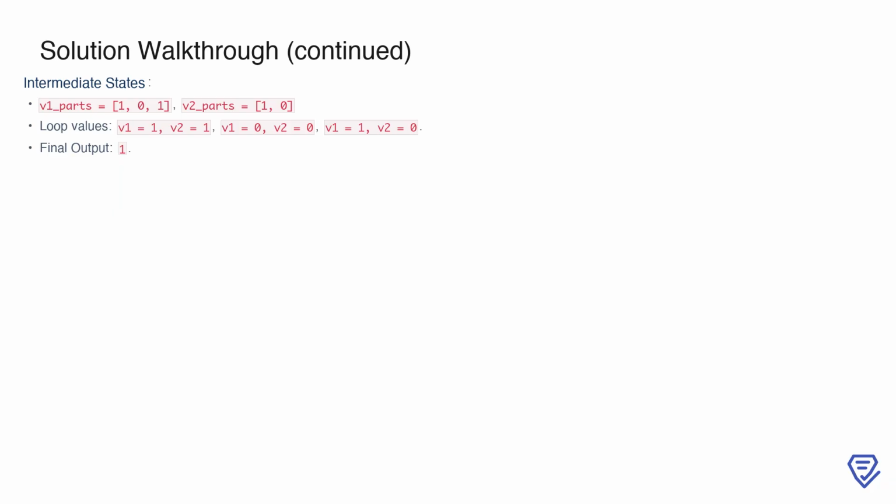To summarize the intermediate states for the third example, v1_parts is [1, 0, 1], and v2_parts is [1, 0]. During the loop, the values compared were v1 equals 1 and v2 equals 1 in the first iteration, v1 equals 0 and v2 equals 0 in the second, and finally v1 equals 1 and v2 equals 0 in the third. Since the comparison in the third iteration revealed that version 1 is greater, the final output is 1.